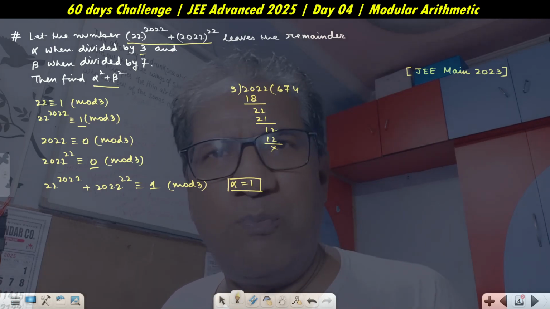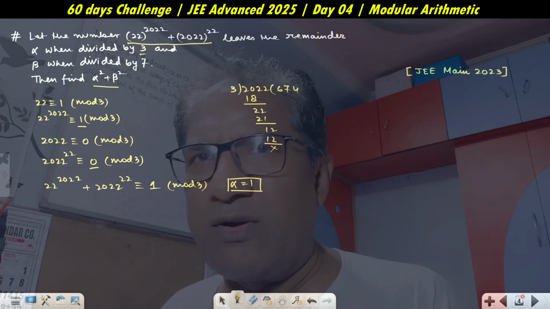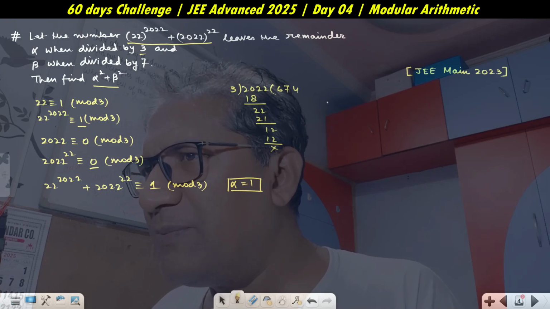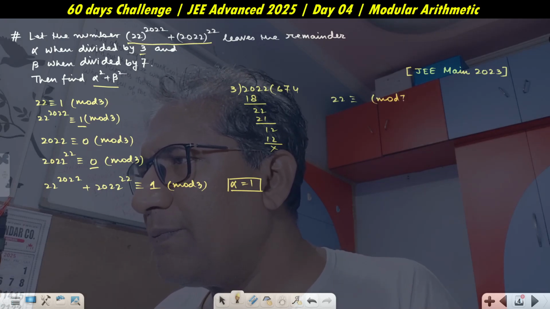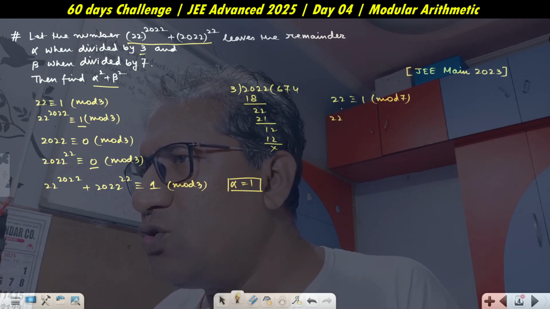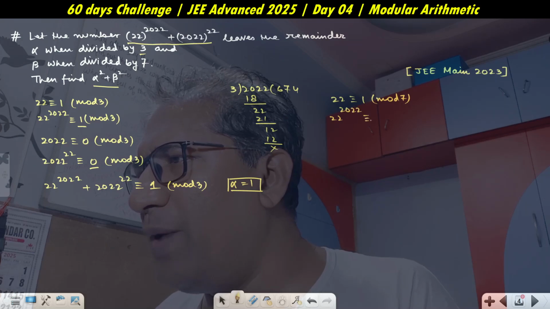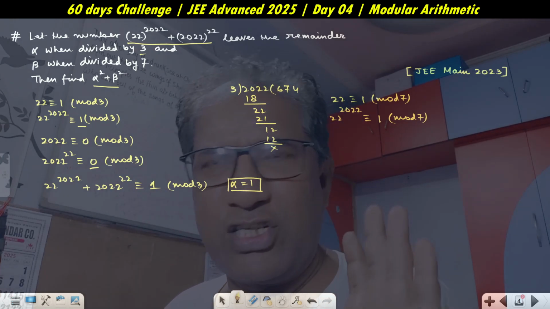Now we have to find out beta. Beta is the same thing when divided by 7. What is the remainder? So let me start with that. 22 when divided by 7, the remainder is 1. Therefore 22 to the power 2022 when divided by 7, again the remainder will still be 1. Finished. Next.